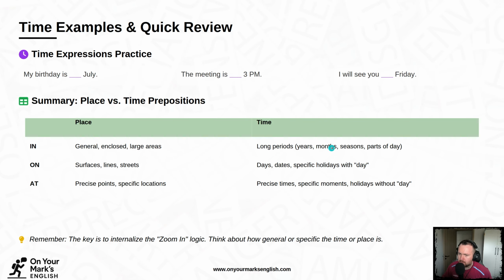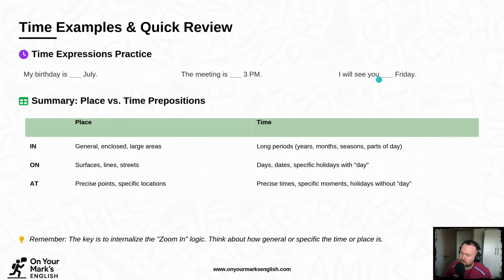We can see it here. Months. So my birthday is in July. The meeting is 3 p.m. Okay? Is 3 p.m. a very specific time? It's much smaller than a month. It's much smaller than a day. So we're going to say at. The meeting is at 3 p.m.